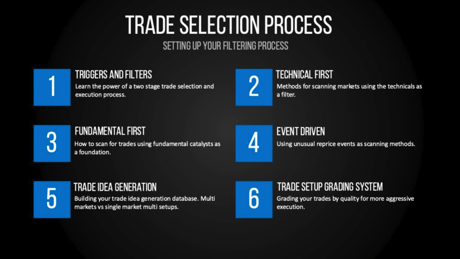Now, we don't just punt on it, we wait, of course, for our setups and our triggers. So number 5 is trade idea generation. With trade idea generation, this is kind of what we're going to look for now. Those 3, if you like, technical, fundamental, and event driven, are ways of actually getting the trades. It's not kind of scanning for the filters of the trades. We're going to look at triggers and filters, which is the first thing, which is how we execute, how we scan, and then how we pull the trigger. And then number 5 is trade idea generation. So how we build our trade idea generation database, and then we'll look at kind of multiple markets versus single market setups. And then we're going to look at trade setup grading system.